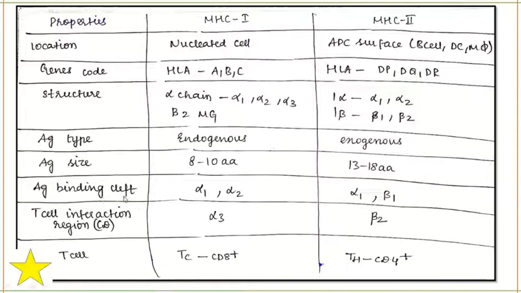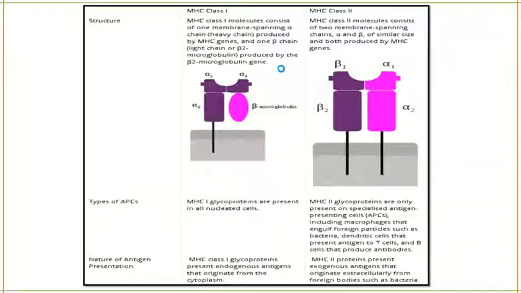Antigen binding will be alpha 1, alpha 2 in MHC1, and alpha 1, beta 1 in MHC2. The interaction with the T cells region will be alpha 3 in MHC1 and beta 2 in MHC2. And the T cells it actually interacts with: for MHC1 it is TC cells with the CD8 plus marker, and for MHC2 it is T helper cells with the CD4 marker.